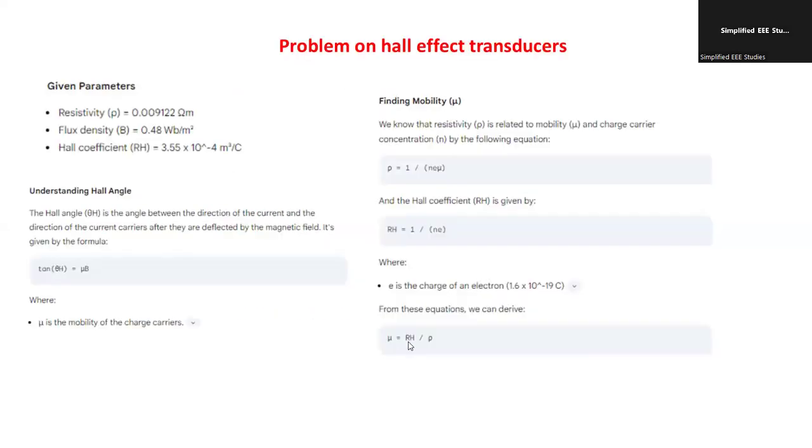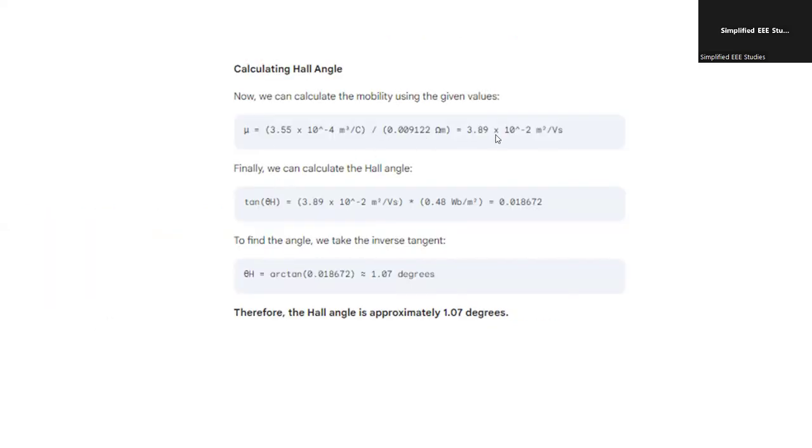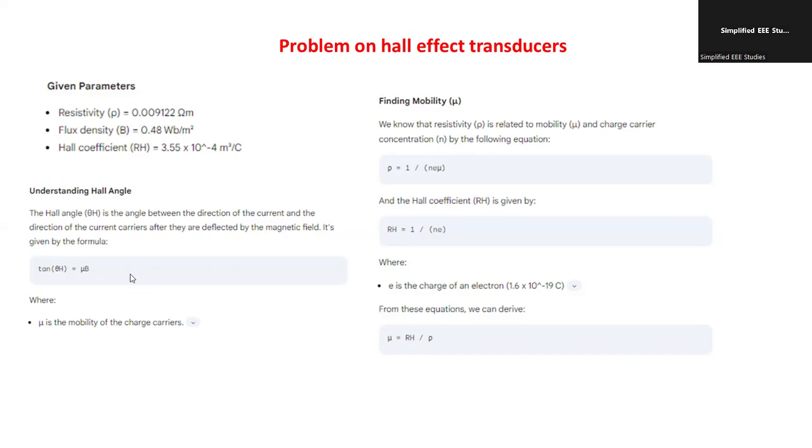Mu can be computed. B is given. Similarly, RH. See, Hall coefficient is nothing but RH, which is directly given. Okay. Then rho is already provided. Rho is 0.00912 ohm meter. RH is nothing but 3.55 into 10 to the power minus 4 meter cube per coulomb. So please substitute accordingly, and you will be getting mu. Once you get the value of mu, you can use the formula tan theta h is equal to mu B, this one. So kindly have a note of this.